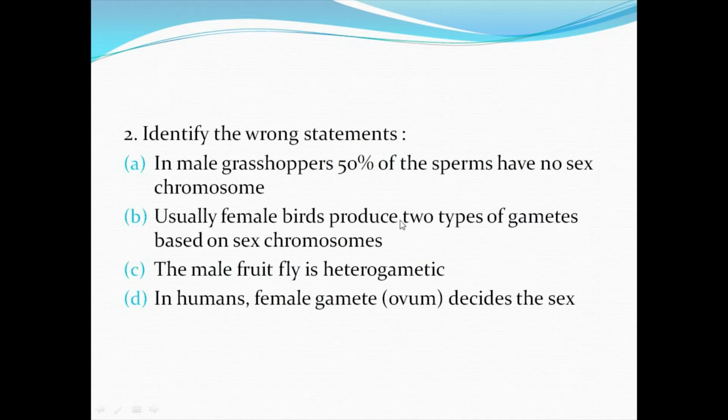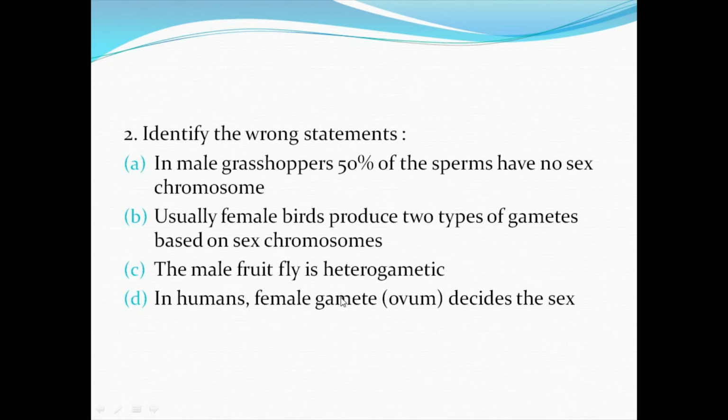Usually female birds produce two types of gametes based on sex chromosomes. Yes, female birds produce two types of gametes, one having the Z chromosome, the other having the W chromosome. So this statement is also correct. The male fruit fly is heterogametic. Fruit fly is nothing but Drosophila, where we find XY type of sex determination. The male fruit fly has one X chromosome and one Y chromosome. These two chromosomes are dissimilar. That is why the statement that the male fruit fly is heterogametic is correct.